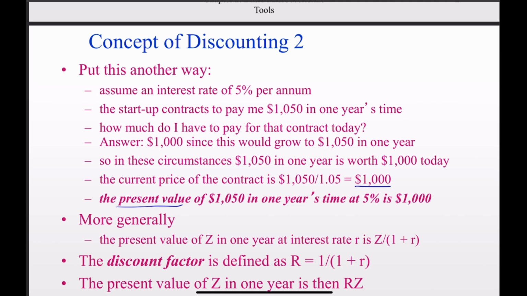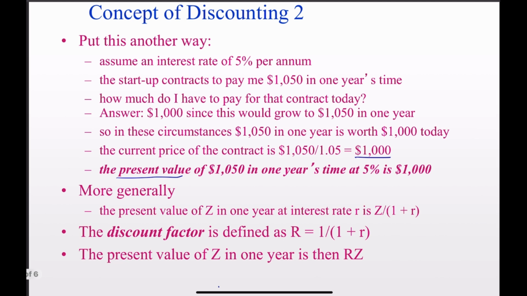So we can write it down as a formula: your present value PV is equal to future value divided by 1 plus interest rate. So in our example, $1,050 future value divided by 1.05 gives $1,000. To make this easier, we often use something called a discount factor.